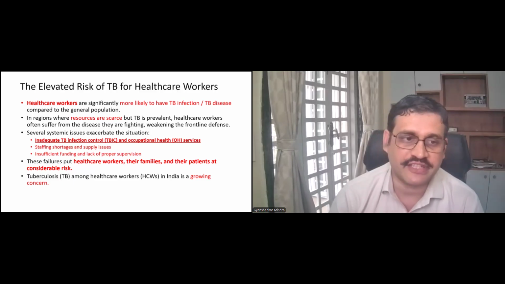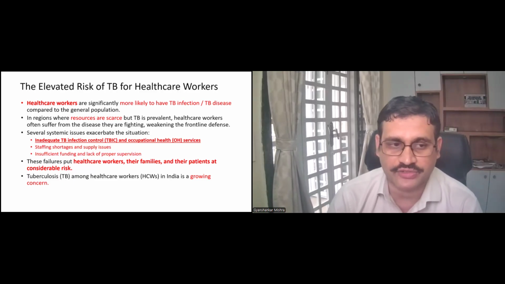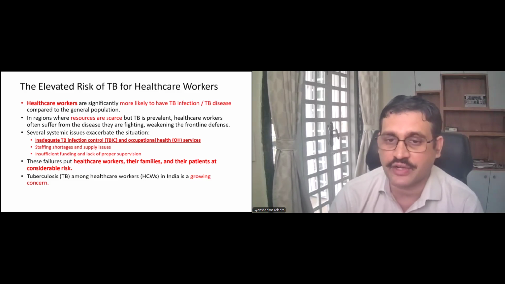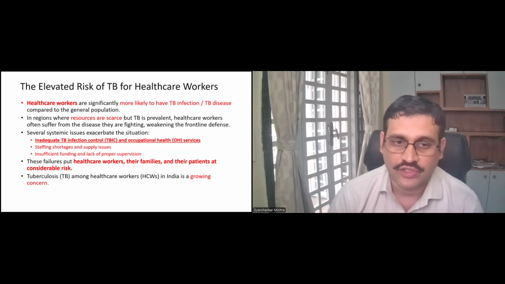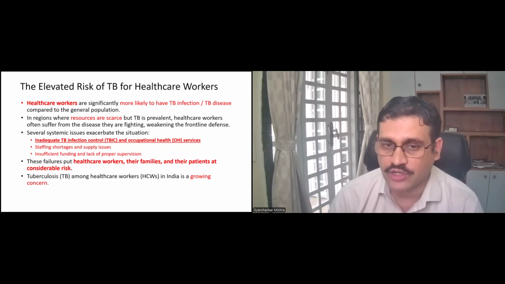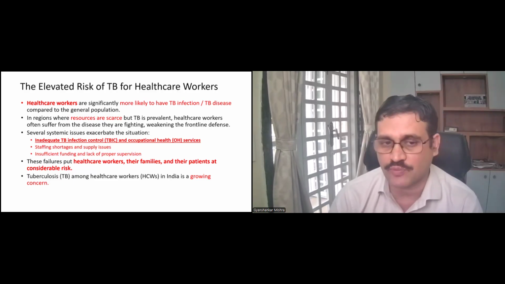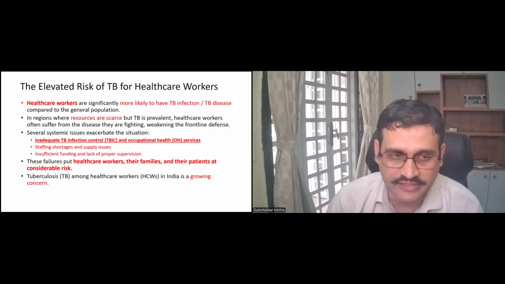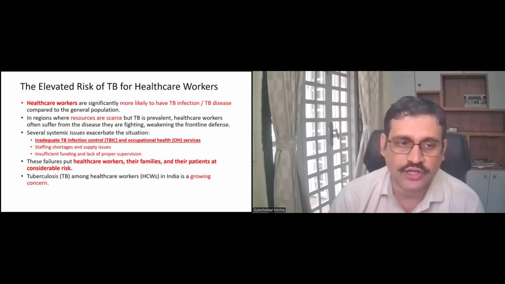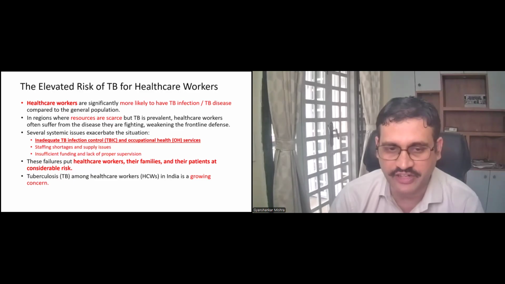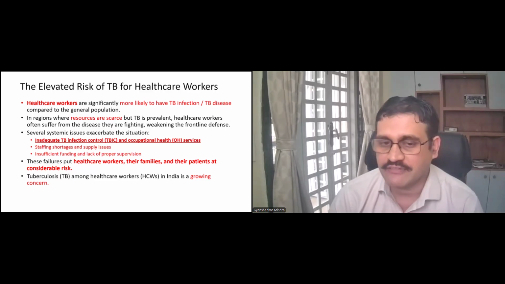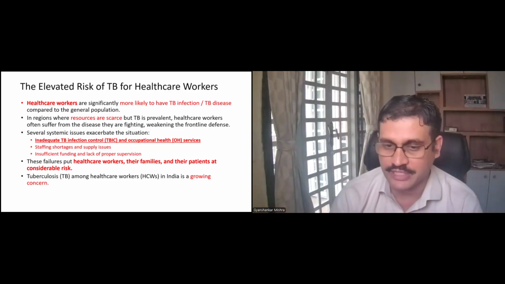So studies have said, कि इसका cause क्या है? One of the causes that has been identified is inadequate TB infection control and occupational health services. So हमारा जो TB infection control है, अगर हमारे healthcare settings में it is not proper, so that could be one of the risk factors. The others are staffing shortages or insufficient funding. So अगर हम हेल्थ केयर वर्कर्स रिस्क पर हैं तो हम खुद ही रिस्क पर नहीं हैं, हमारी फैमिलीज भी रिस्क पर हैं.